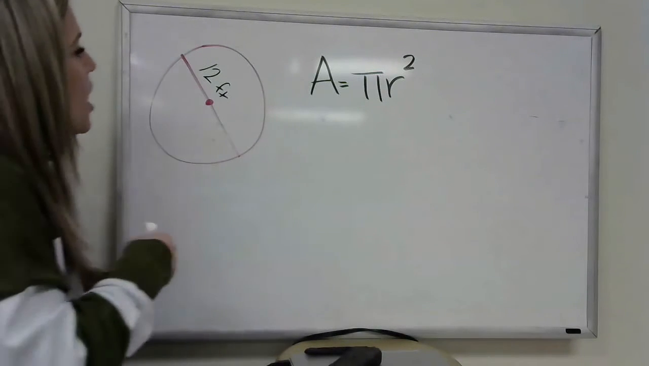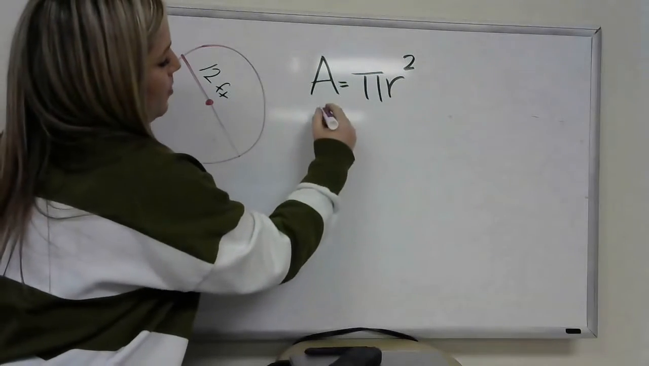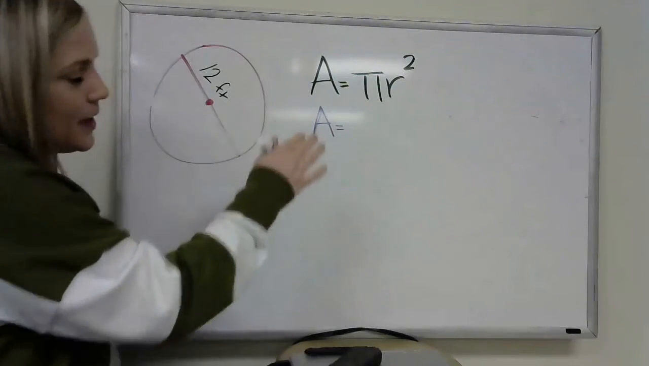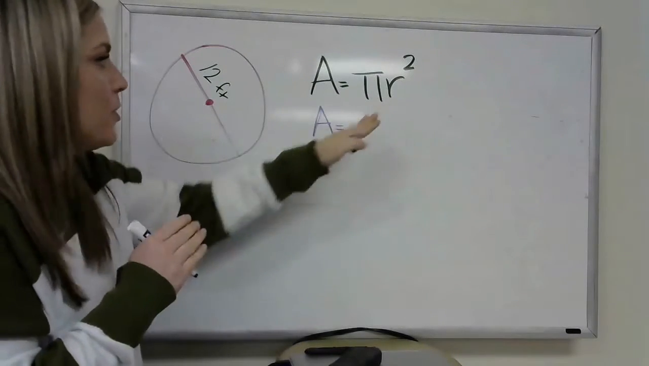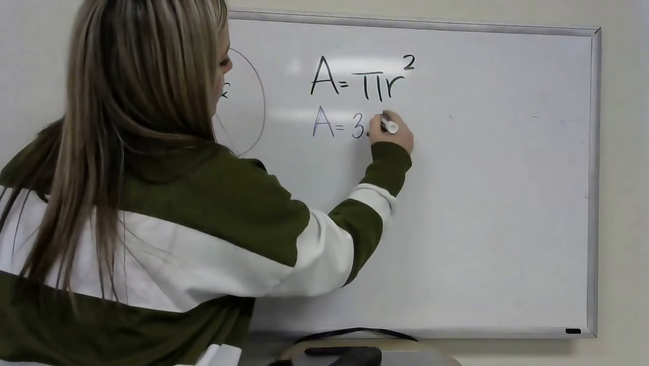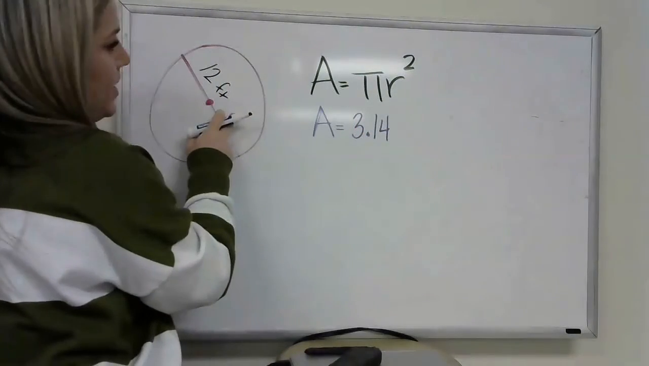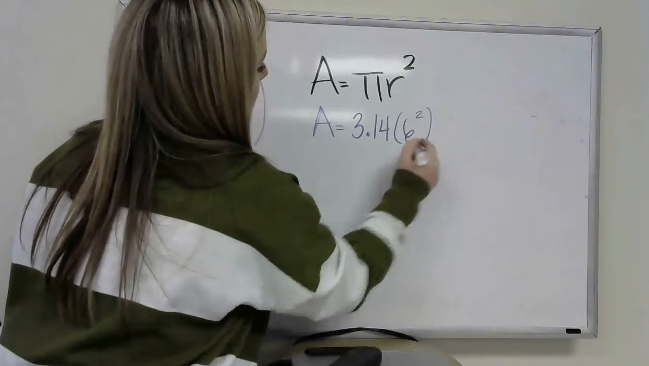All right, welcome back. All right, so I'm going to fill in underneath, okay? Guys, please make sure that when you're working these out that you're doing it just like this. Write the formula out and then plug in underneath. Okay, pi is 3.14, and the radius is half of 12, which is 6. So 6 squared, okay?